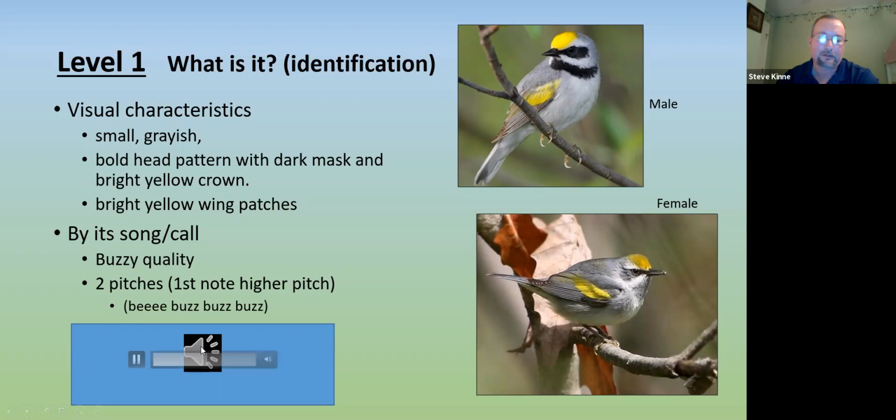So when you hear that bee, buzz, buzz, buzz, by the way, I hope everybody can hear that. We've played around with the audio, so hopefully that's coming through. But that's a characteristic song that you would look for in identifying the golden-winged warbler.